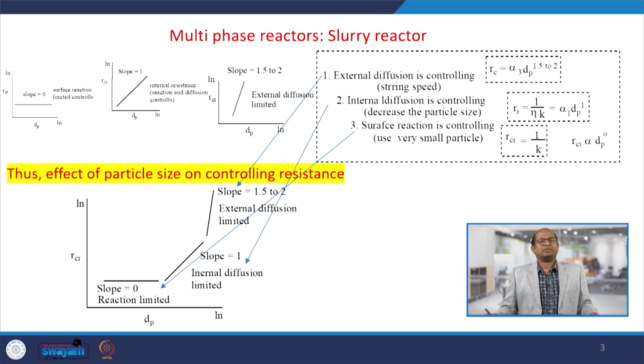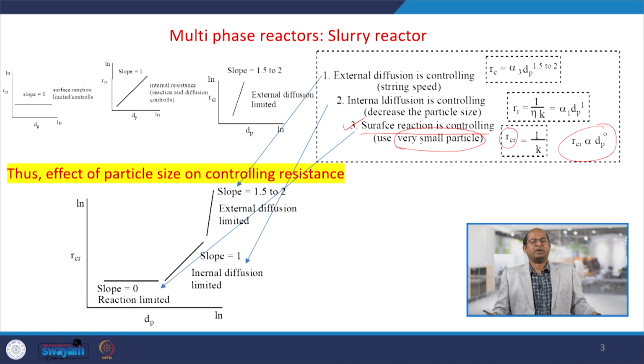In our previous class we discussed that surface reaction may be the controlling step, in which case particle size does not affect the diffusional rate. Then we can say that the catalyst and reaction system has surface reaction resistance, and for that we have to reduce the particle size into smaller particles. By that way we can eliminate the surface reaction control.